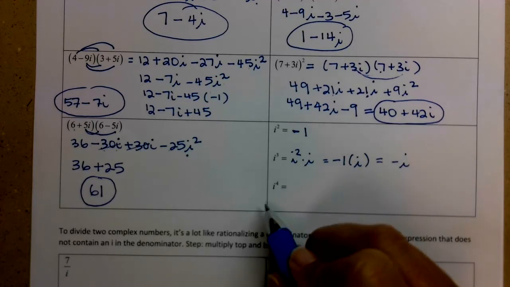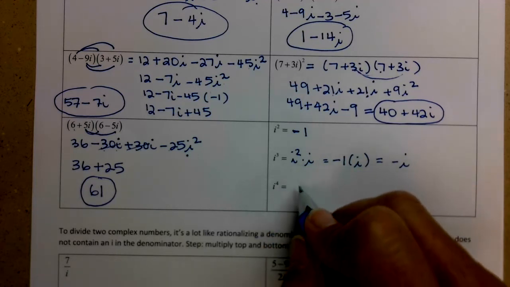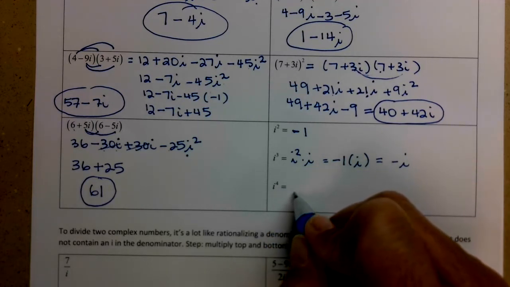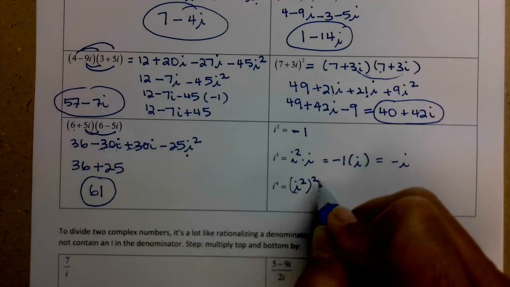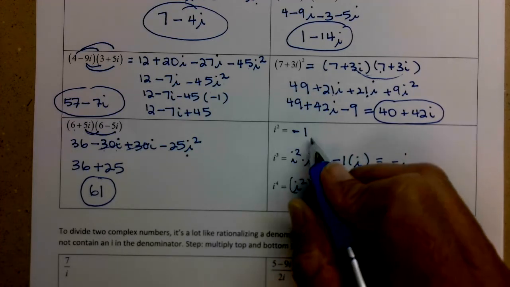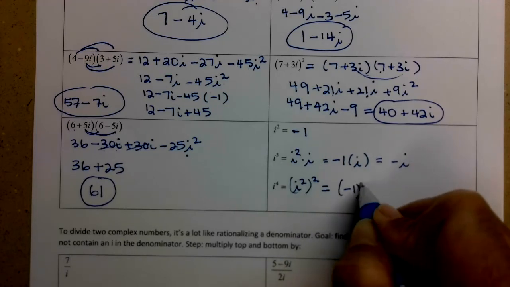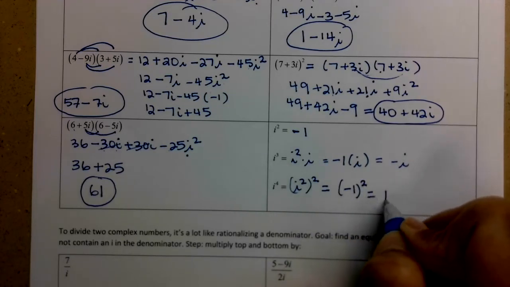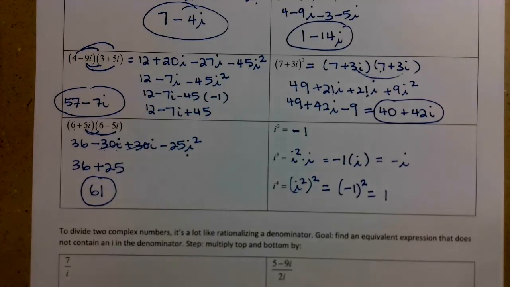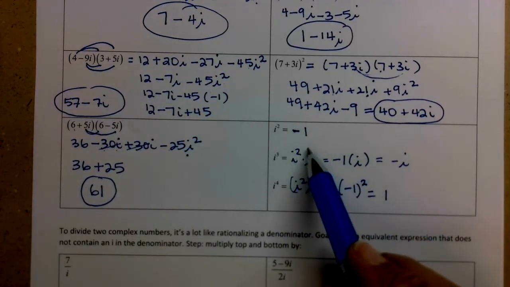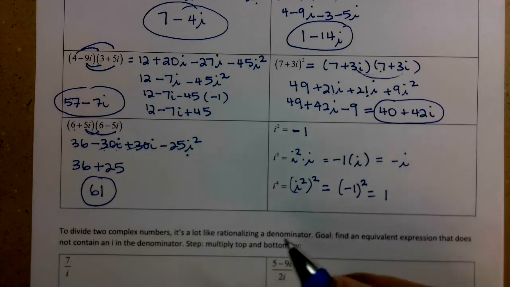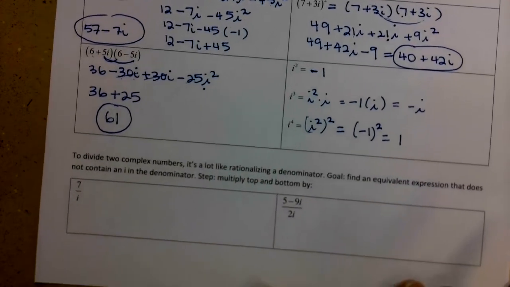So then let's think about i to the 4th. So i to the 4th is i squared squared is one way we could do it. i squared is negative 1. And if we square negative 1, we get positive 1. Okay. So notice all powers of i can always be reduced to either i, negative 1, negative i, or 1.